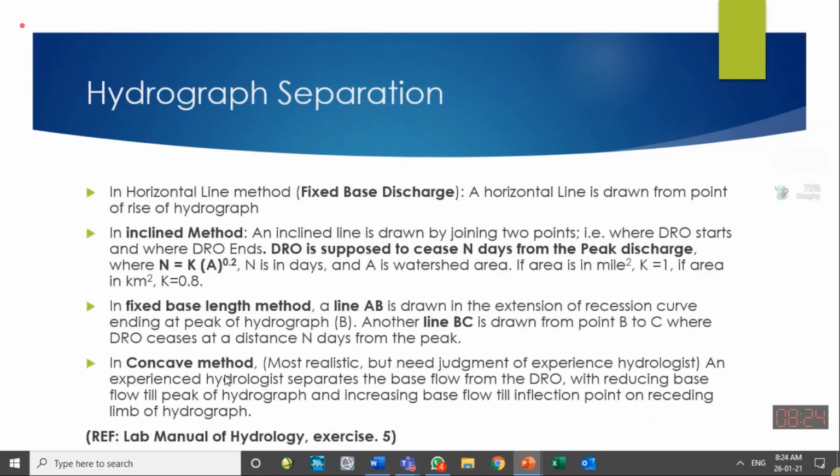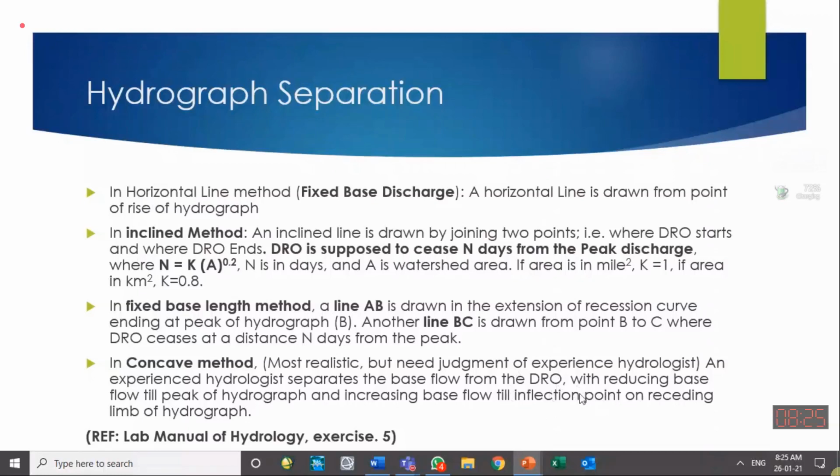And next is a similar concept, but instead of drawing straight lines, we draw a curvilinear line from our experience. We extend the recession curve, and then we join it to the recession limb, considering our judgment of when the direct runoff will cease. So in the concave method, an experienced hydrologist separates the base flow from the DRO with decreasing base flow till the peak of the hydrograph and increasing base flow till the inflection point.